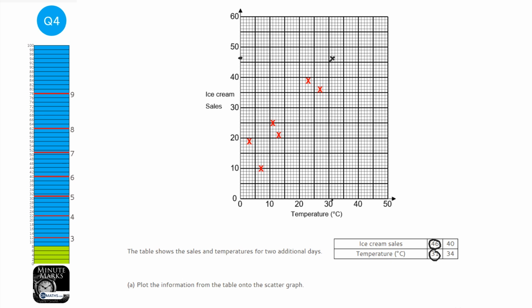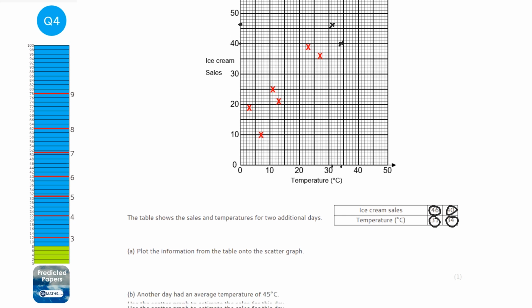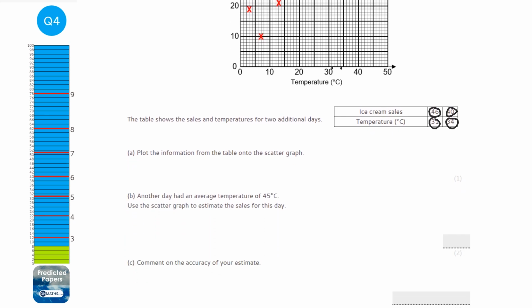Okay, next one, ice cream sales 40, which is here on the scale, and temperature 34, which is here. So we've just got to be careful, and it's about there. So those are the two plots that we want to take. Next question says, on another day, had an average temperature of 45 degrees. Use the scatter graph to estimate the sales of the day.